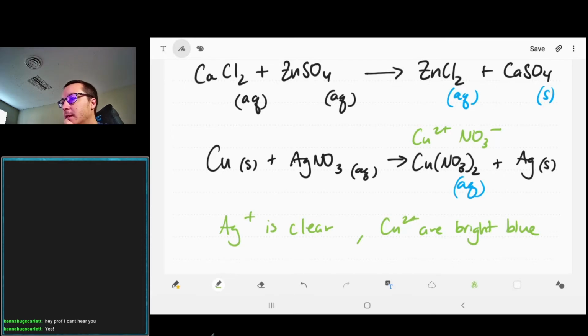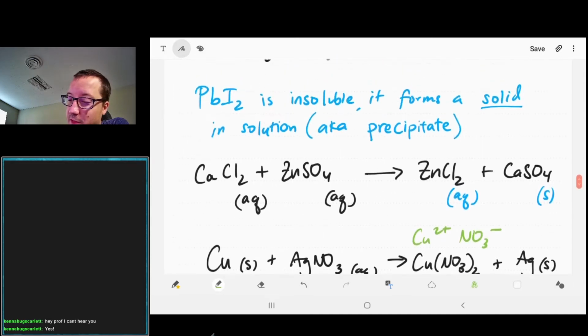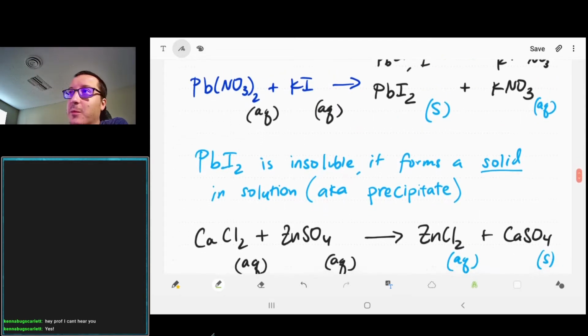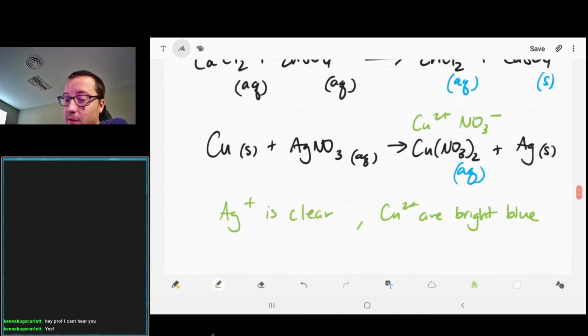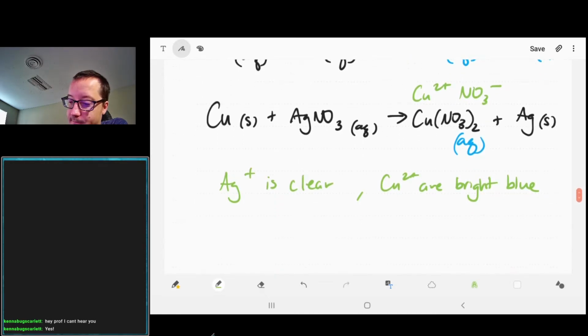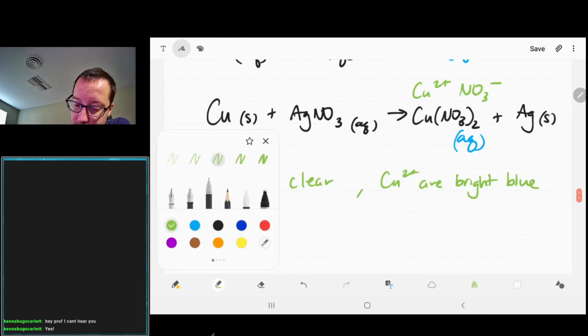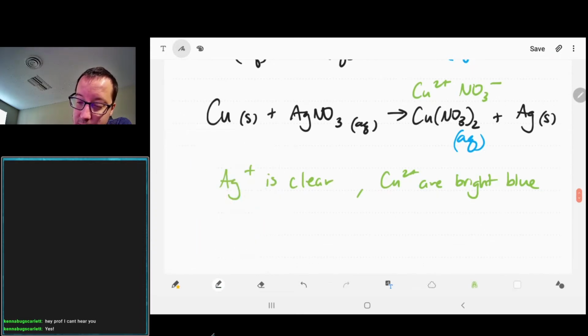Okay? So, that's solids then. Solids will be either elements that are solid at room temperature, like silver, or compounds that are insoluble, like calcium sulfate, or what did we do before that? Lead 2 iodide? Yeah, lead 2 iodide would be another one. Silver chloride is a common solid that you find in chemical reactions too. So, that's solids. Any questions on predicting solids in reactions?